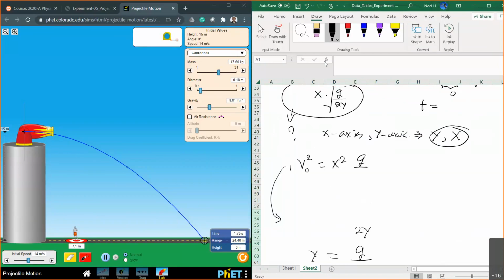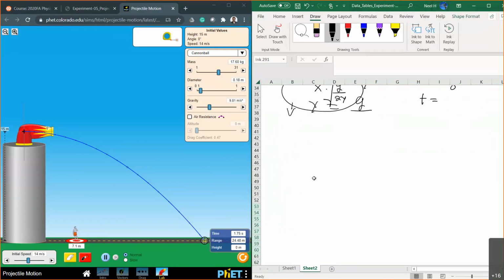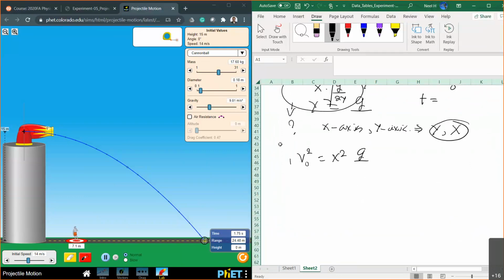Still not good. Let me write it down again. It's going to be g divided by 2y. Keep the y on the left side, bring everything else to the other side: g divided by 2v0 to the power 2 times x to the power 2. Now that's the equation. Step number one, identify the equation.